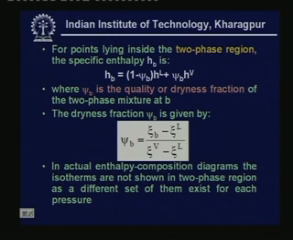In actual enthalpy concentration diagrams, the isotherms are not shown in the two phase region because for each set of pressures you have a set of isotherms in the two phase region. So, it becomes very confusing. So, normally in enthalpy composition diagrams, isotherms are not shown in the two phase region. If that is the case, how do we find the temperature in the two phase region?